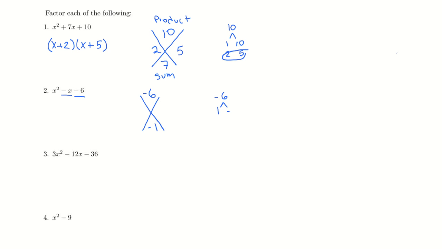So 1 times -6 is a possible pair. -1 times 6 is a possible pair. 2 times -3 and -2 times 3. And we see that 2 times -3 is -6, and 2 plus -3 is -1. So those are our two numbers, and the factored form is x plus 2 times x minus 3.